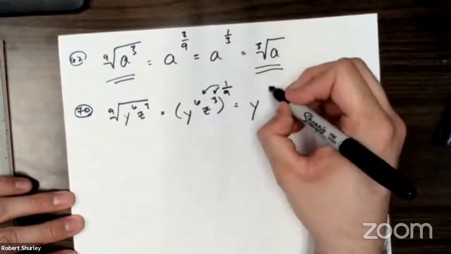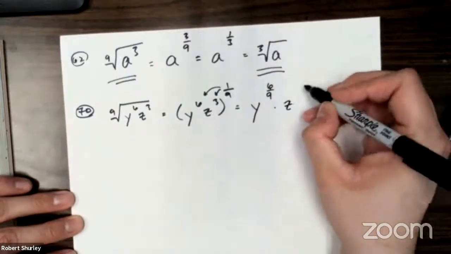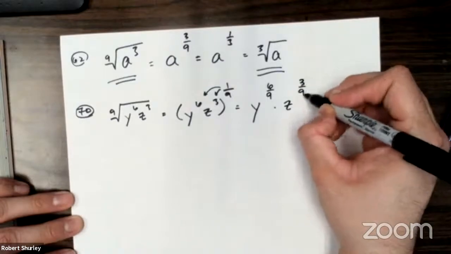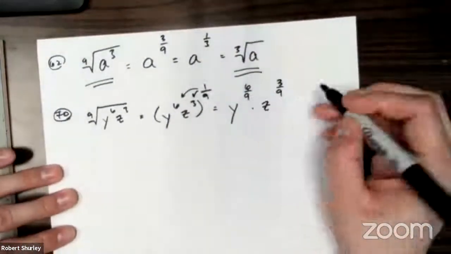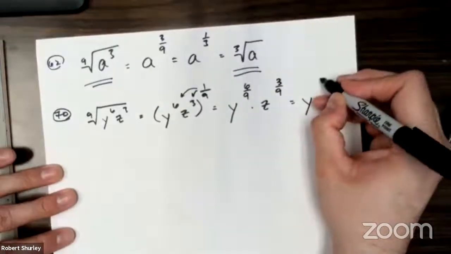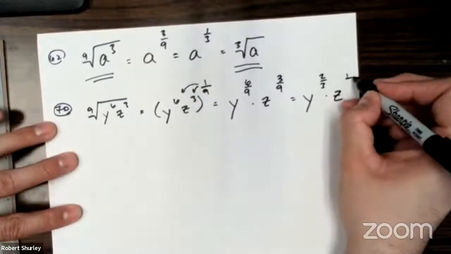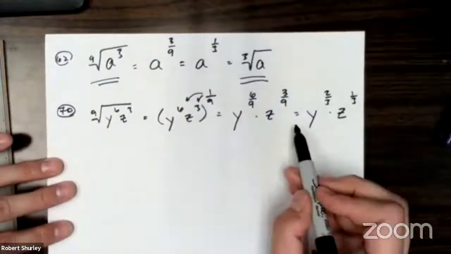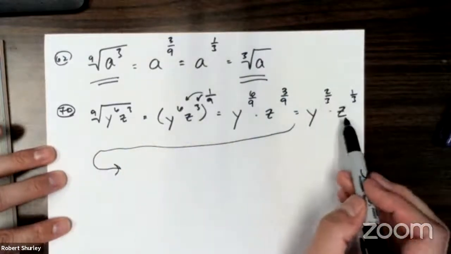So you get y to the 6/9 times z to the 3/9, right? Hey, we know what 3/9 simplifies into. It's 1/3 from earlier. But 6/9, they're both divisible by 3, so that winds up being 2/3. And this winds up being 1/3, okay? So y to the 2/3 times z to the 1/3.